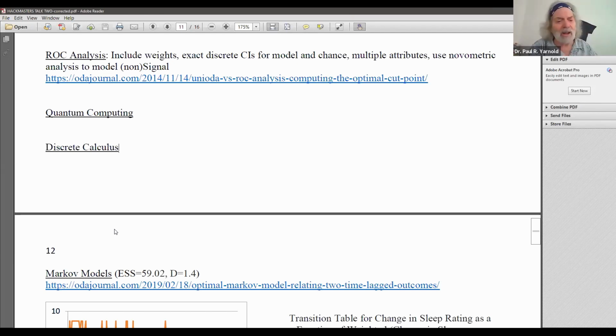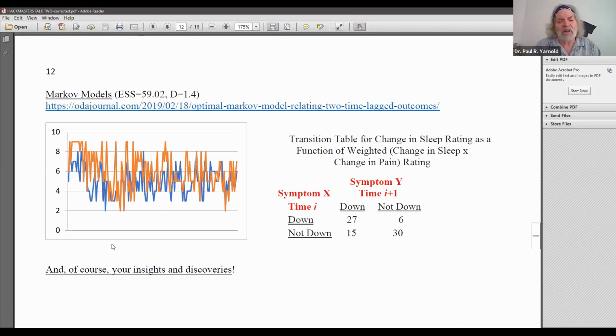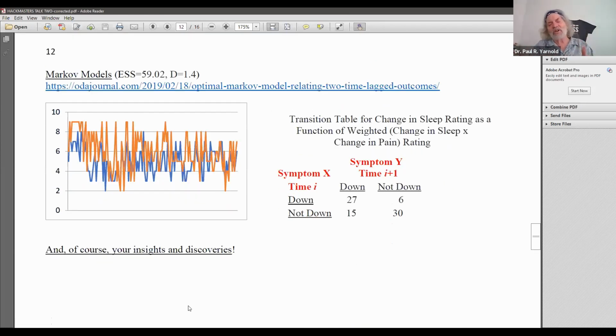I forgot. And go to the final thing, Markov models. Down to the bottom of the page, please. Thank you. Now look at those two things.